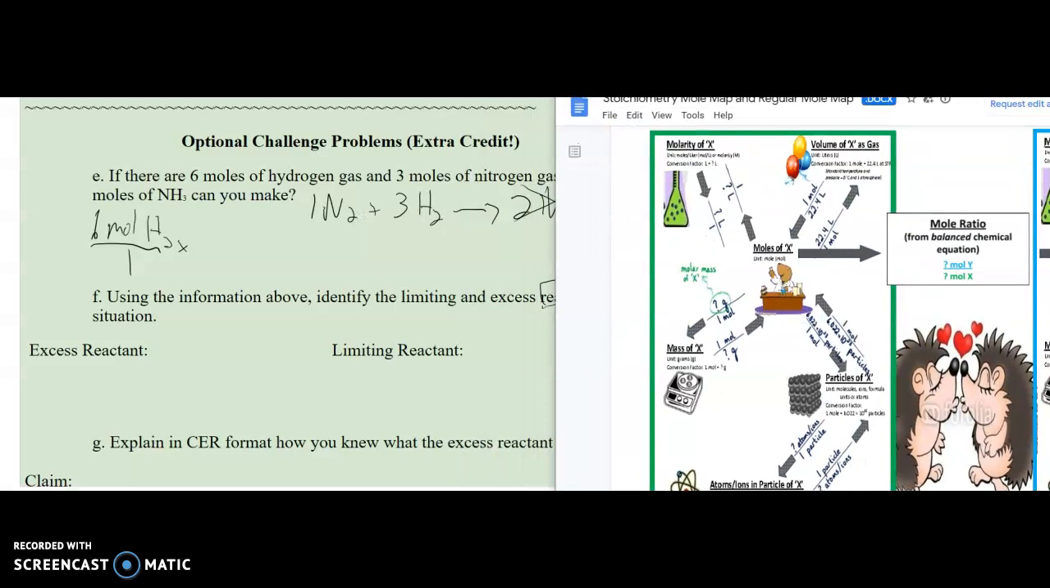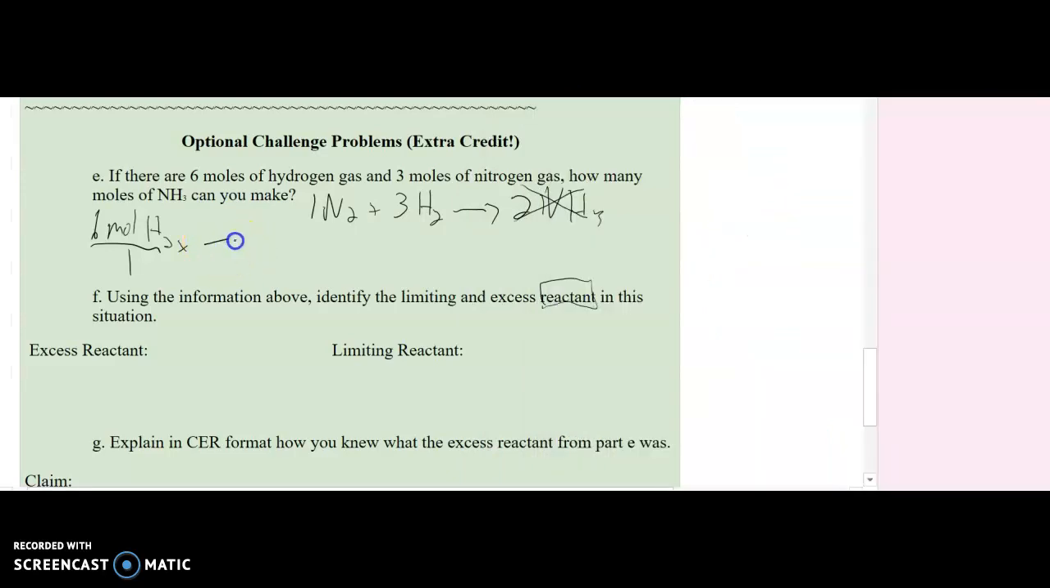So mole, and I need my balanced equation for that. So I know mole H2. My balanced equation says I have 3. And I'm looking to see how much N2 I would need. So 1. Cool. This cancels out. 6 times 1 is 6. 6 divided by 3 equals 2. 2 moles of N2. Okay.